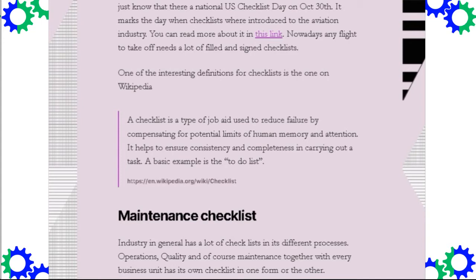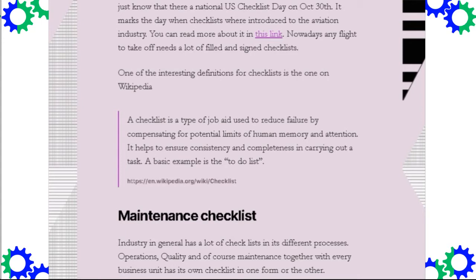But you don't need to forget your work. And also you get distracted with your child, with interactions with your boss, with other colleagues, with something in the news or in politics or something like that. So humans forget things and they lose their attention due to external environment conditions. So the checklist helps to compensate for these limitations of memory and attention. It also helps to ensure the consistency and the completeness to carry out the task.